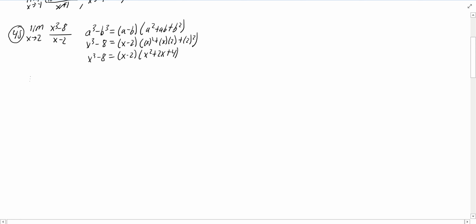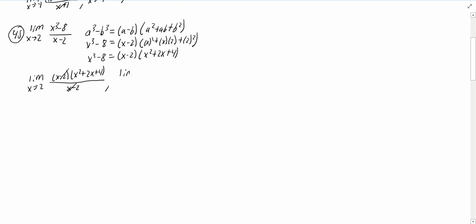And so now we can say the limit as x goes to 2 is x minus 2 times x squared plus 2x plus 4 all over x minus 2. And you'll see in this case as well, we can eliminate this x minus 2 as it exists in the numerator and the denominator, and we just end up getting the limit as x goes to 2 of x squared plus 2x plus 4. And now direct substitution can be utilized.